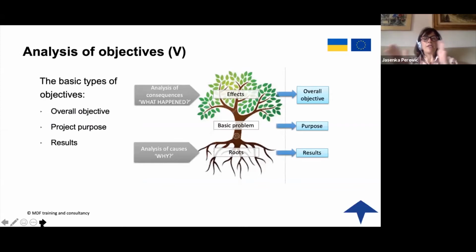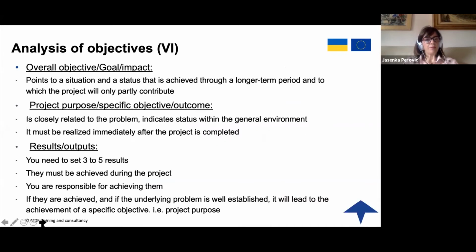So it goes, as we said, it's a continuation of the problem tree. Basically, whatever was the basic problem of your problem tree becomes the purpose of the project, or the specific objective, or the outcome. The roots are the results, and the branches, which were the effects of the problem tree, become the overall objective.